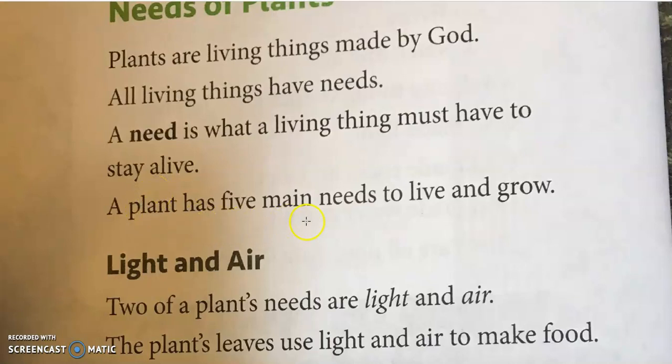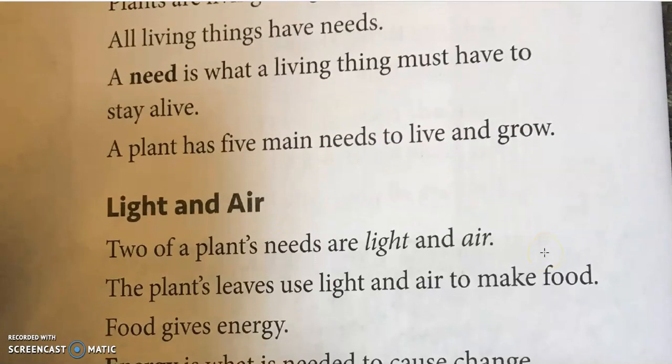A plant has 5 main needs to live and grow. So what is a need? Right. It is what a living thing must have to stay alive. And how many main needs do plants have? 5. Yes, 5 main needs. And let's find out what they are.